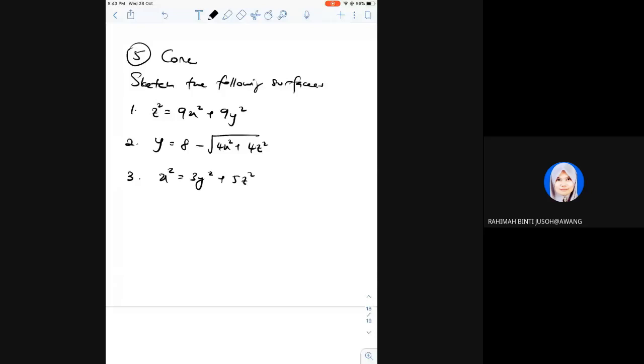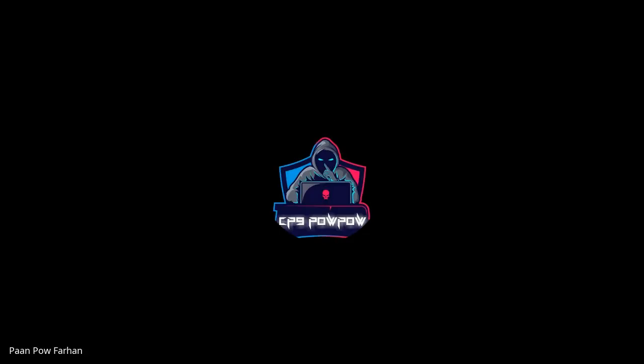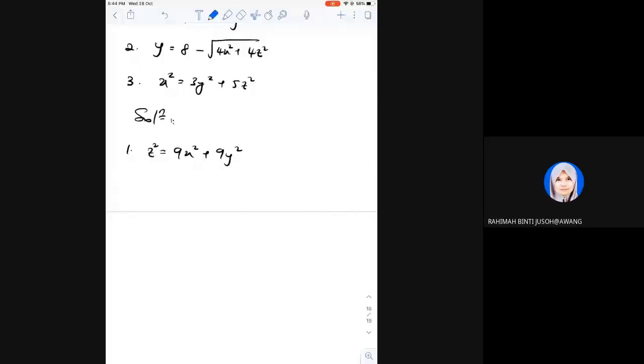Okay, so solution. Question number one. z squared equals to 9x squared plus 9y squared. Let's say in your test, you don't know what type of shape this is. No idea what to do. Try plotting the graph in 2D. If Z is the subject, which plane do we choose? YZ, well done. So we let x equals to 0, and we have z squared equals to 9y squared.